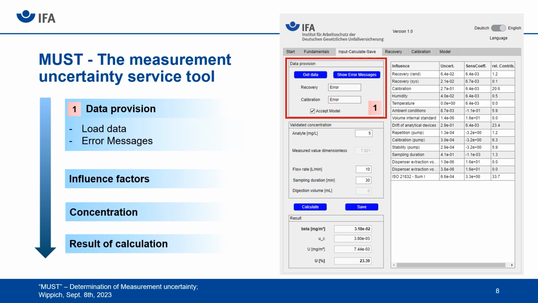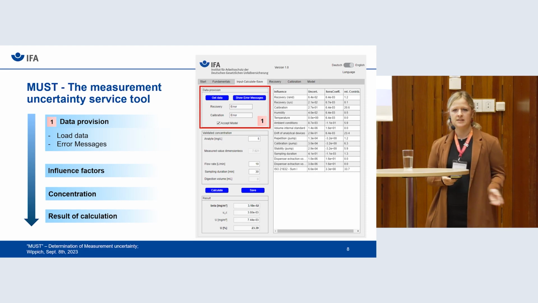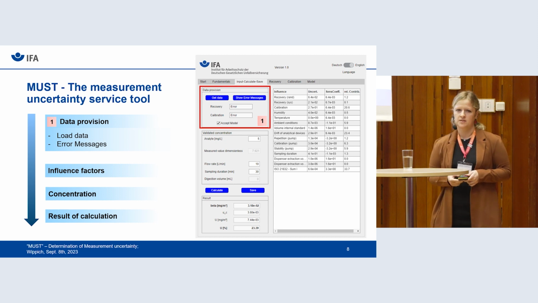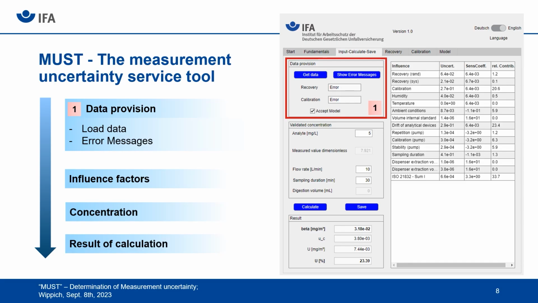Firstly, you have to provide your data. You can see different buttons here. You have the Get Data button first. That means you can load your validation data via an Excel sheet directly into the software. And when any error occurs during the read process, you can also show the error messages so you can see which problem occurred.